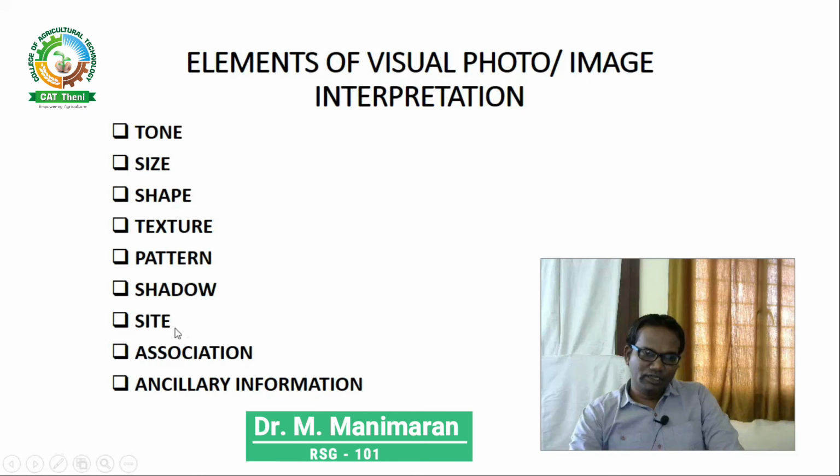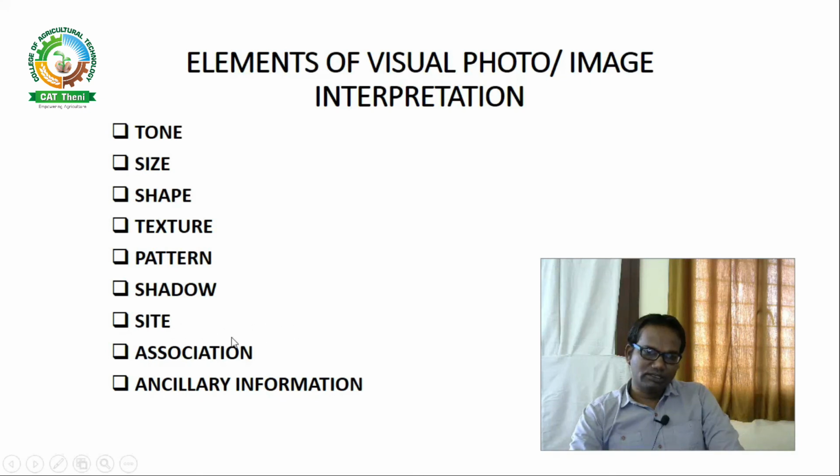Then site is the topographic location. So by site we can differentiate the mountains and plains in the image. That is also one of the important elements that influence photo image interpretation. Then association is the out-of-interest feature. If you are focusing on one object, that is called association. In the field, if adjacent to the field you see water flowing, or you see falls, that will attract the users. That additional feature is called association.